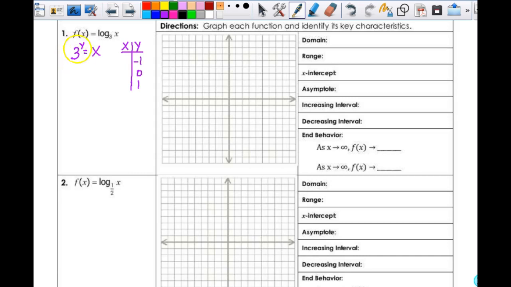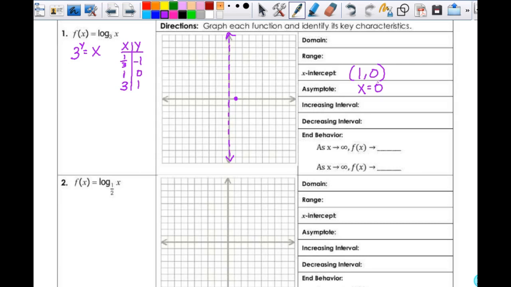So when y is -1, x would be what? 1/3. When y is 0, x would be 1. And then when y is 1, x would be 3. Okay, that makes sense? Since there are 0 transformations, I know that my asymptote is at x equals 0. So asymptote is at x equals 0. And again, since there's no transformations, I know that my x-intercept is at 1, 0. Okay, those are a couple of things that I know from the get-go.